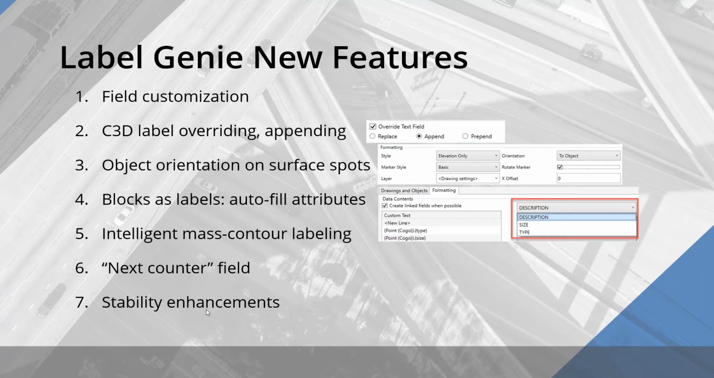And then a variety of stability enhancements will come out with this as well. Label Genie has been pretty stable, as we found with a lot of the customers using it so far. But we're doing a lot of different things in there. Like I said, over 100 different labeling scenarios are going on in there. And so we want to make sure it's compatible with all your drawings, all your projects, all your standards.